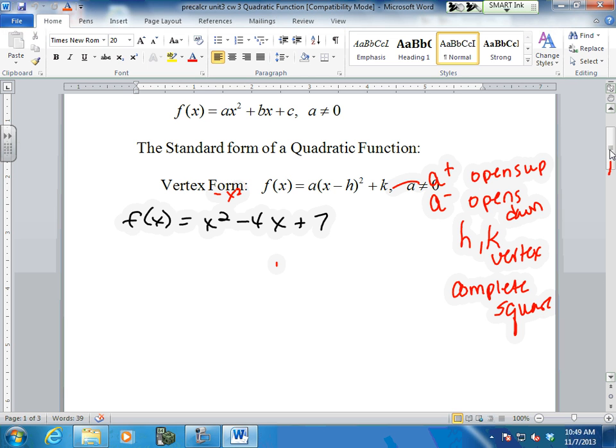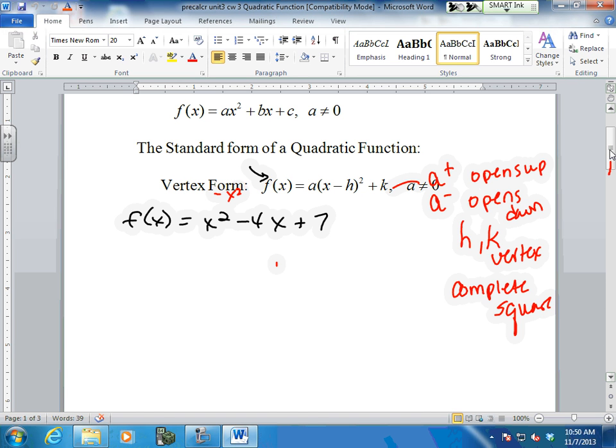So to take this, we have to either use our quadratic formula, and we really can't graph this by looking at it because we don't know the roots. We don't know where the axis of symmetry is. So to do this, we put this in vertex form. And when we put it in vertex form, we complete the square.